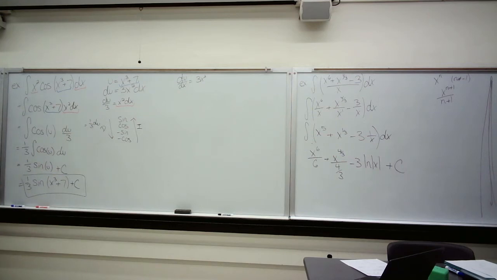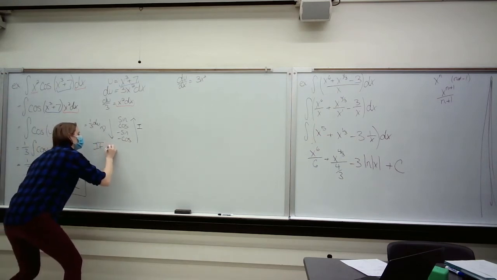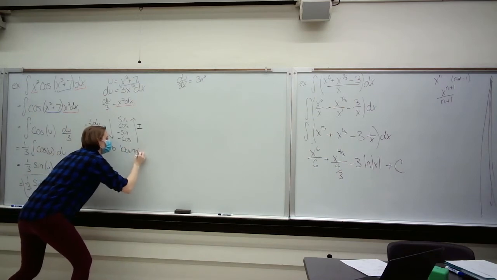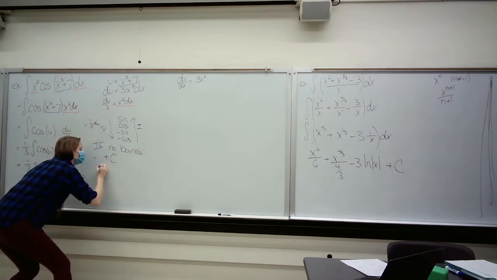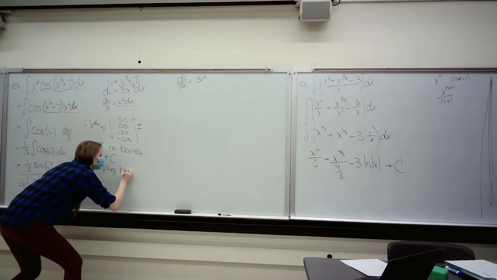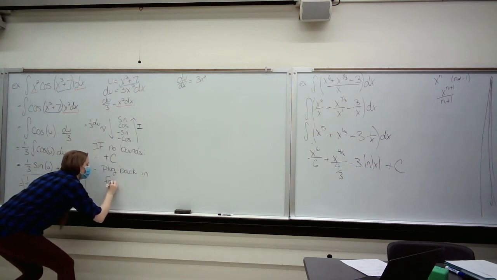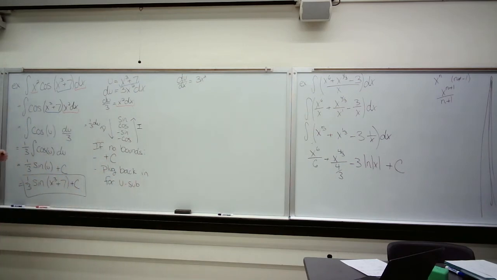Are we good here? Any questions? You said without bounds, you plug back in? Without bounds, you plug back in, yes. So, if no bounds, need a plus c and plug back in for the u sub. Can you do a problem with bounds? Yeah, we're going to do a problem with bounds. Yep, we're going to do all of them. Are you okay with this?